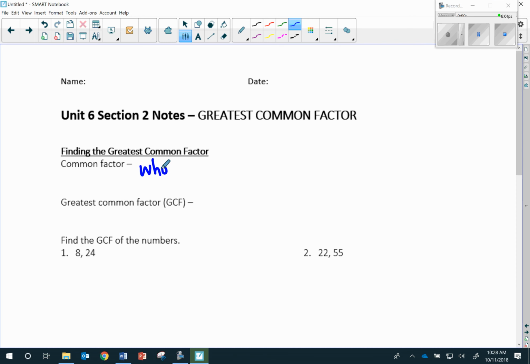So it's a whole number that is a factor of two or more whole numbers.